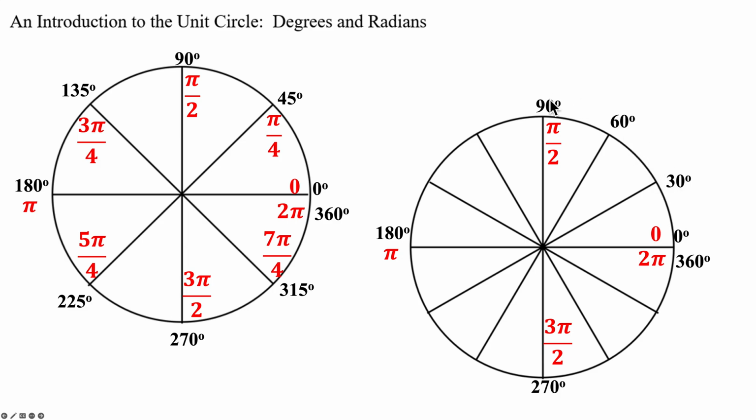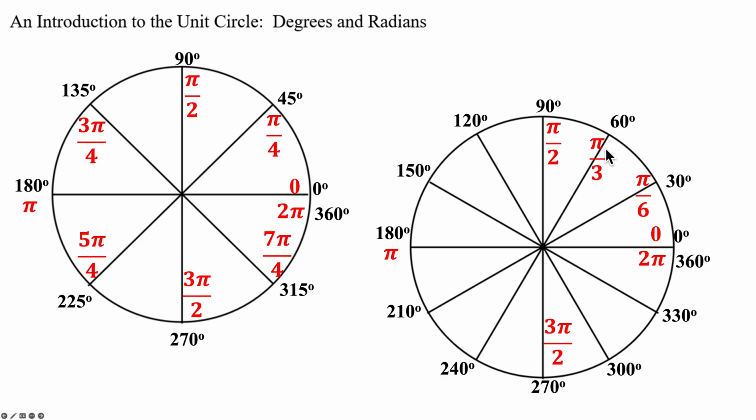30, 60, 90, 120, 150, 180, 210, 240, 270, 300, 330, back to 360. So as I said, you don't have to put the 90, 180, 270 in right away. You can just build it and find them. So again, there's 6 equal pieces. Pi divided by 6, pi over 6. So we're counting by pi over 6.